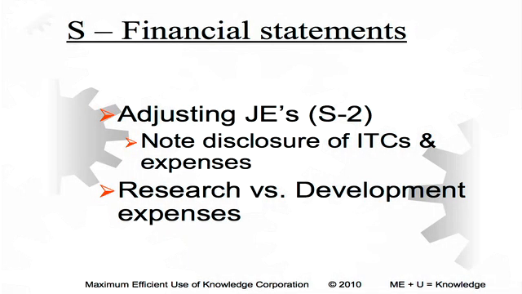Okay, some issues on financial statements. Page S2 of your handouts talks about adjusting journal entries. There are both note disclosures of the ITCs and the expenses. So Canadian generally accepted accounting principles recommend that you illustrate the research expenses, you state the amount of research expenses that were claimed, and also the related investment tax credits.